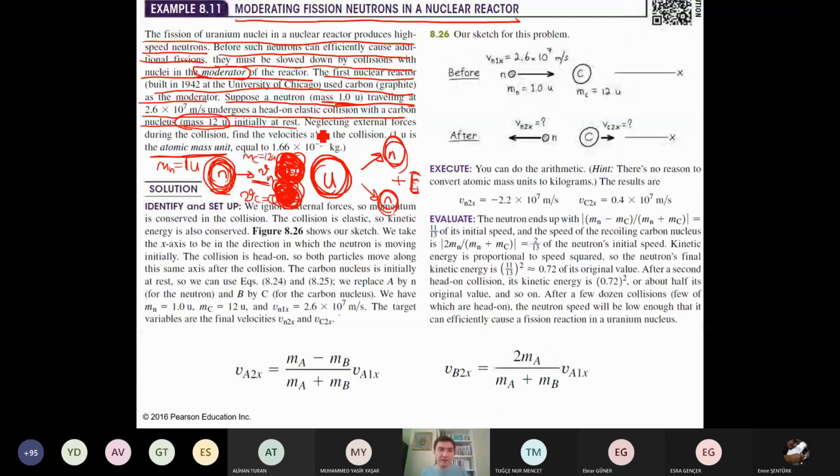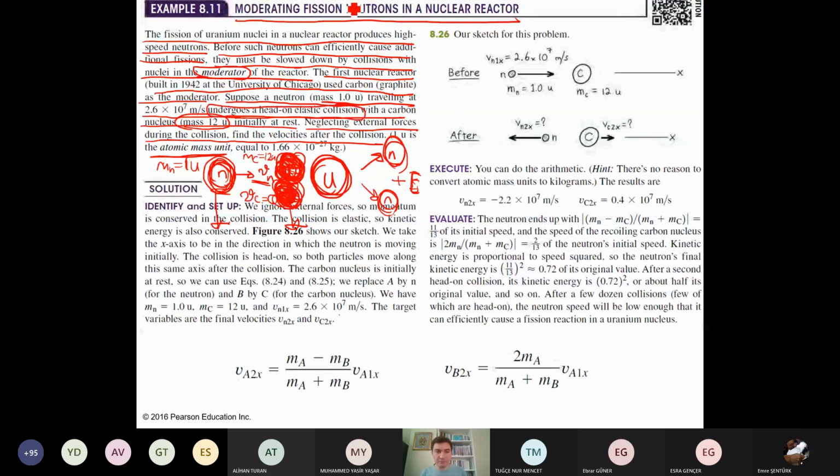So neglecting external forces during the collision, find the velocities after the collision. After the collision, what is the velocity of the neutron and what is the velocity of the carbon atom here? Here we have an important term: undergoes a head-on elastic collision.